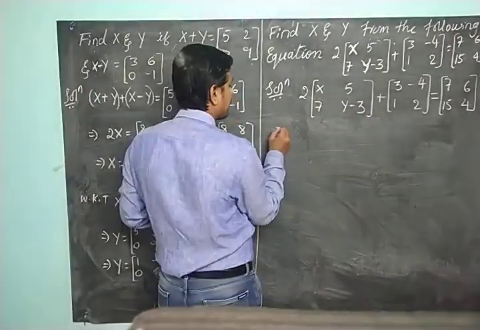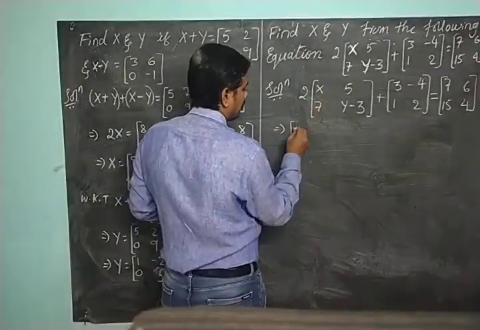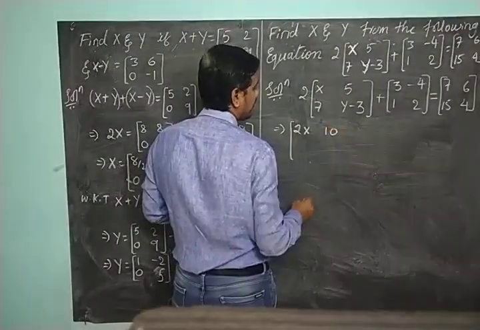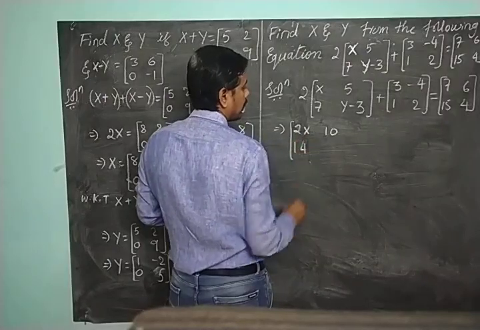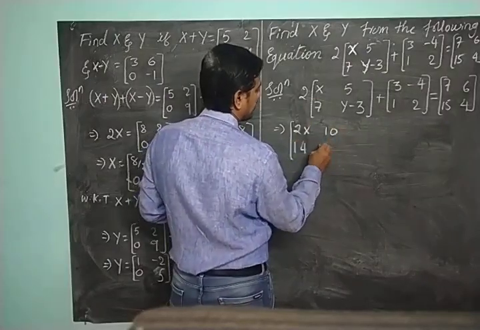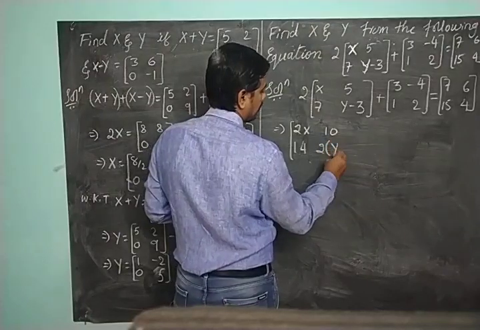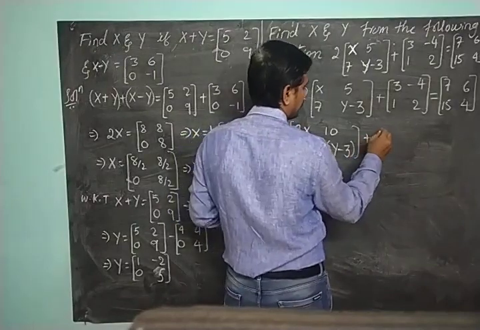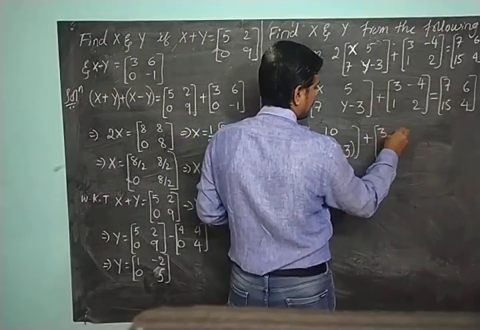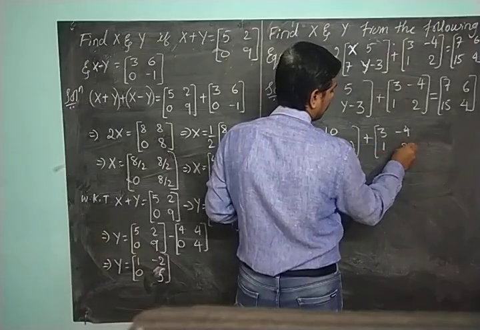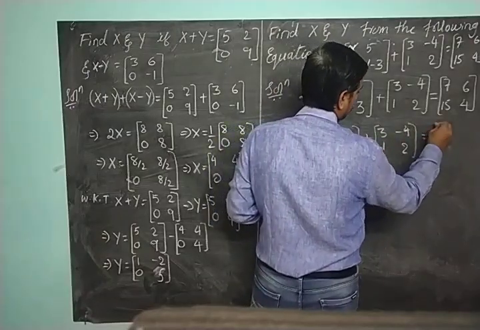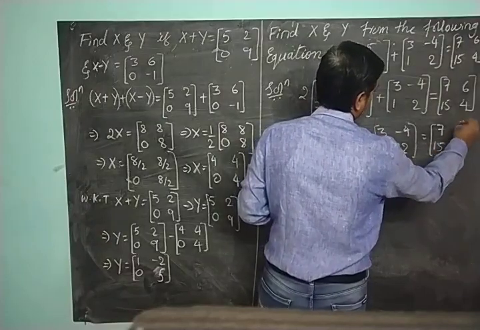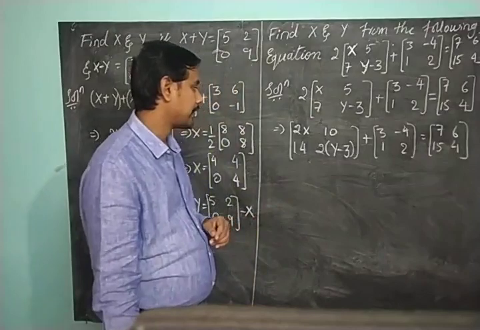So I can write this one as 2x, and 2 into 5 is 10, 2 into 7 is 14, and 2 into y minus 3, plus 3, minus 4, 1, 2, that is equal to 7, 6, 15, 4.